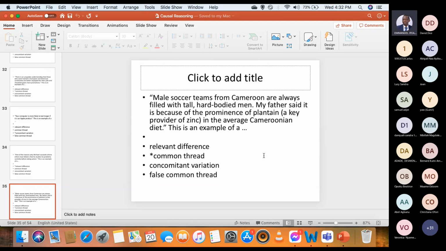Male soccer teams from Cameroon are always filled with tall, hard-bodied men. My father said it is because of the prominence of plantain, a key provider of zinc, in the average Cameroonian diet, you know. So would you identify this as relevant difference, common thread, concomitant variation? So you can choose common thread, or at least that's what was suggested in this exercise.